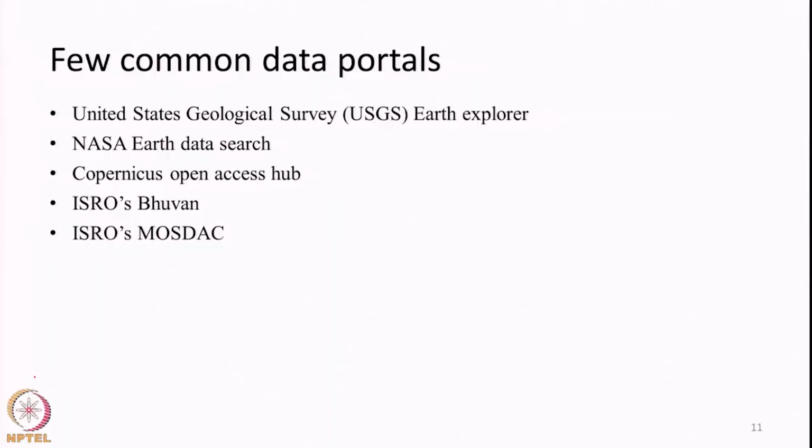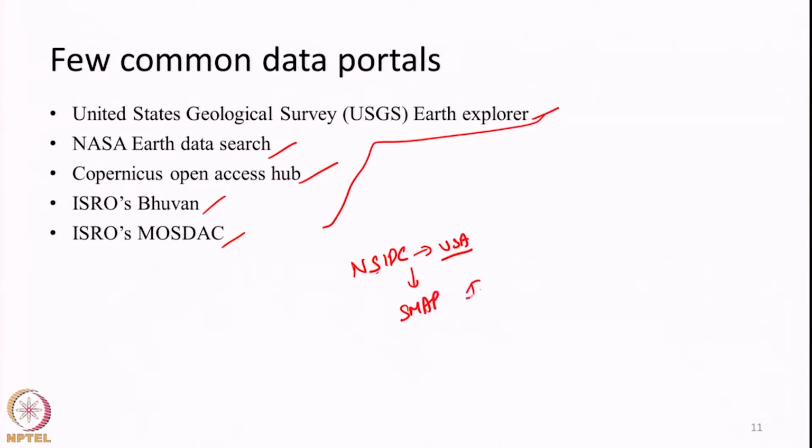These are some of the commonly used data portals: United States Geological Survey Earth Explorer, NASA Earth Data Search, Copernicus Open Access Hub, ISRO's Bhuvan and ISRO's MOSDAC. These are what we are going to discuss, but again there are plenty of other data portals, like NSIDC, the National Snow and Ice Data Center in the United States of America, which gives us access to SMAP data sets, ICESat-2 data sets and so on. There are plenty of data portals available, but we will restrict our discussion to these.